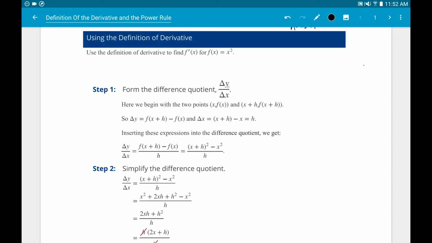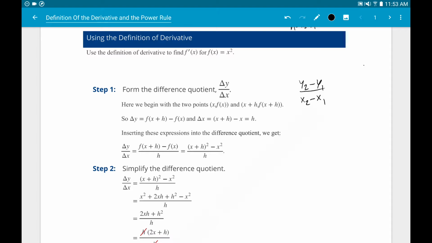So step 1: form the difference quotient, delta y over delta x. In essence, that's the slope formula. Delta y is the change in the y's. Delta x is the change in the x's. So in step 1 here, we're just talking about the slope formula. We're not talking about limits or anything yet. Delta y over delta x is just the change in the y's over the change in the x's.